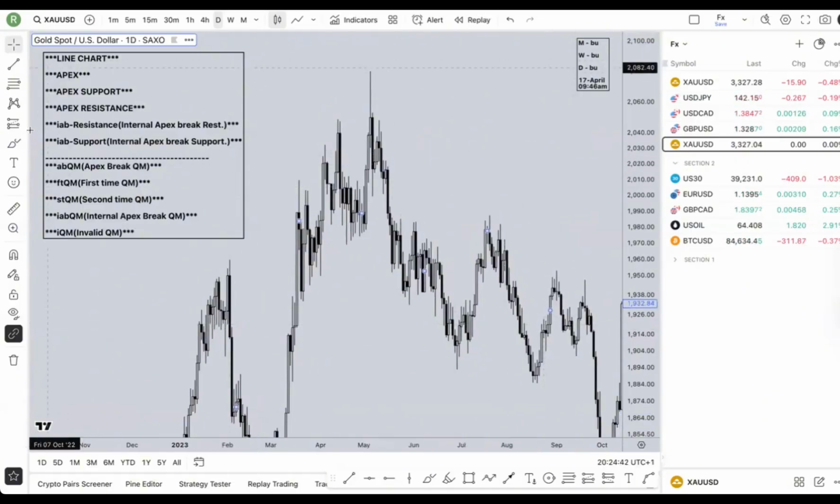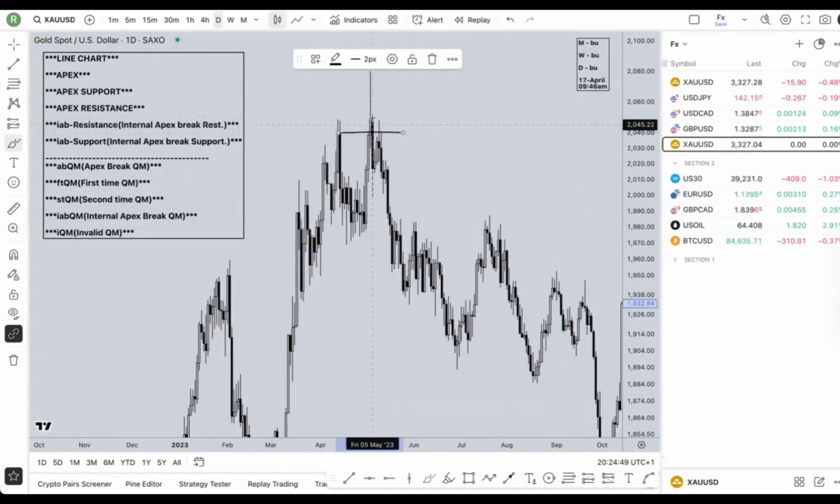This is also FTQM and ABQM. You see this one, the market broke, and ABQM, very strong QM. The candle that formed the resistance was the one that broke it, making it become ABQM. FTQM also, the market came, respected it, and dropped. You see that?